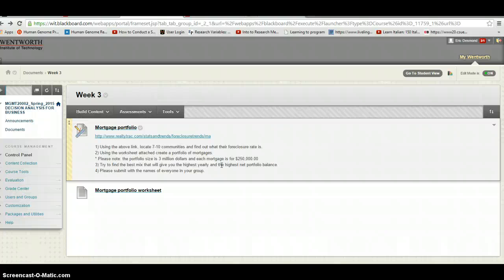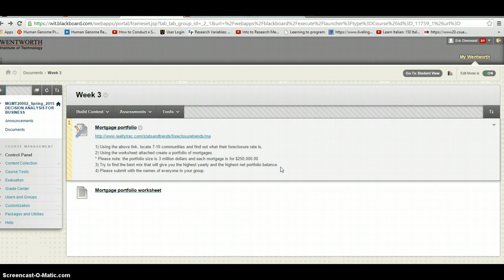Using the worksheet attached that we just opened, create a portfolio of mortgages. We want to note that the portfolio size is $3 million and each mortgage is for $250,000. Try to find the best mix that will give you the highest yearly income and the highest net portfolio balance. So what we're trying to do here is earn as much money as possible, and that involves charging the highest interest rates, but at the same time we want to keep the highest net portfolio balance.